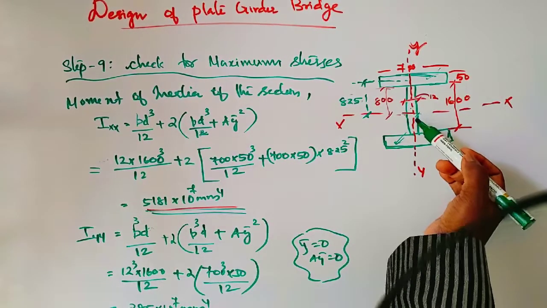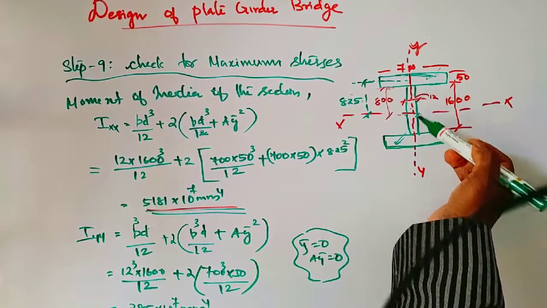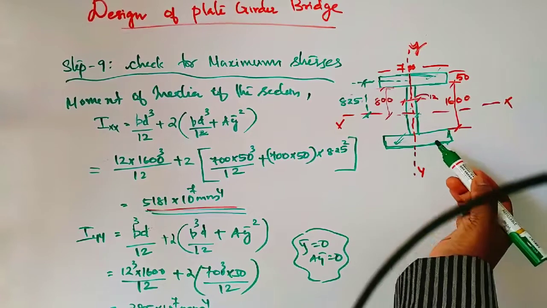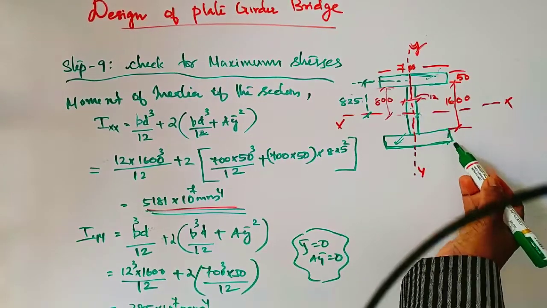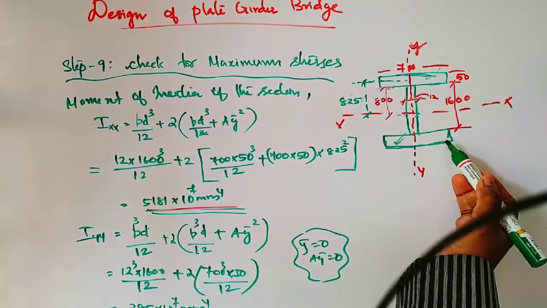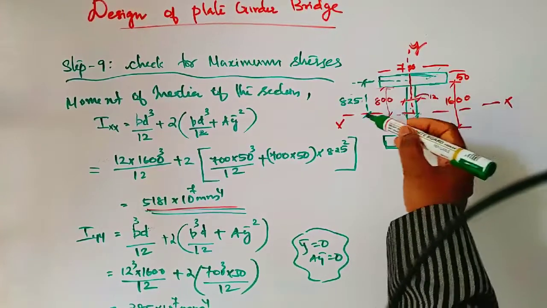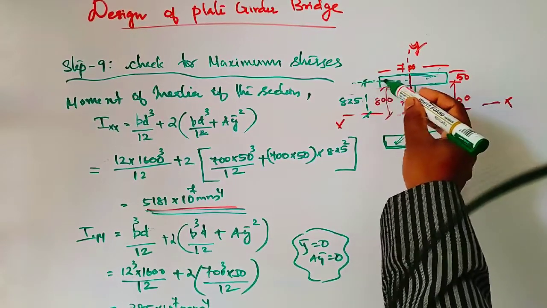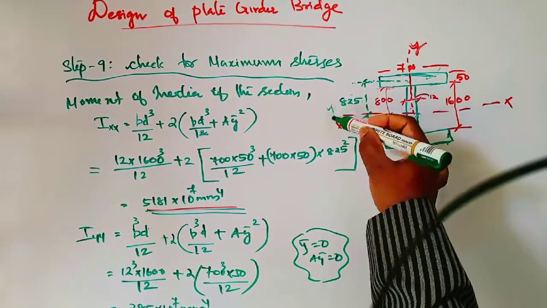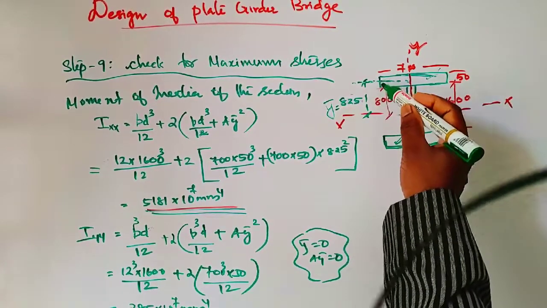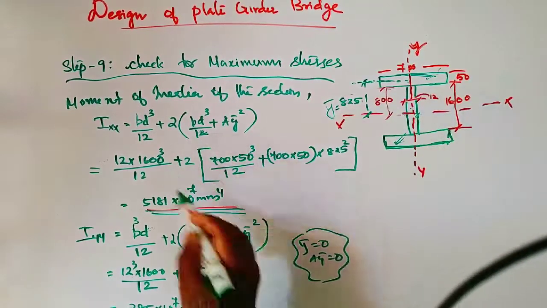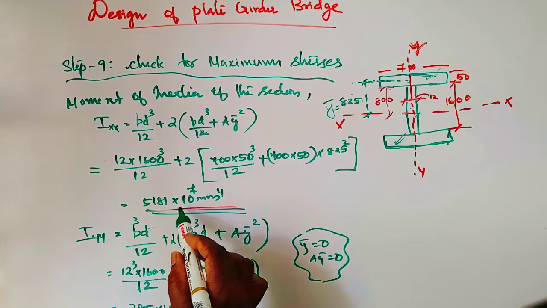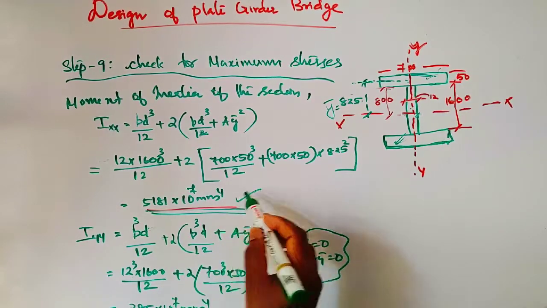For the web, B is 12 and D is 1600. For the flange, B is 700 and D is 50, with y bar 550. Then y bar is measured from the axis Ixx to the CG of the flange: y bar equals 800 plus 50 by 2, that is 825. Substituting all this in the equation, the answer is 5181 into 10 raised to 7 mm raised to 4.